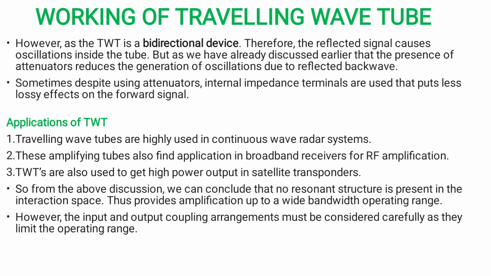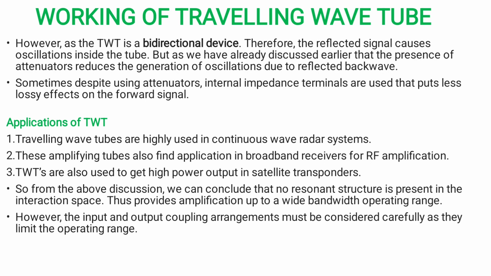However, as the TWT is a bidirectional device, the reflected signal causes oscillations inside the tube, but as we have already discussed earlier, the presence of attenuators reduces the generation of oscillations due to the reflected back wave. Sometimes, despite using attenuators, internal impedance terminations are used that put less lossy effects on the forward signal.